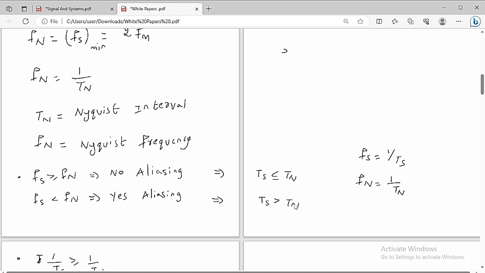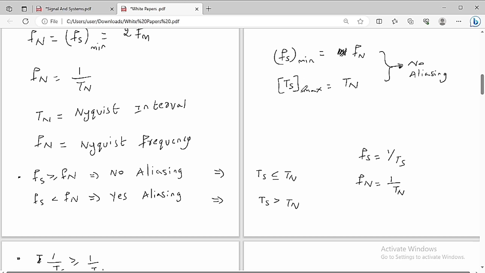If someone asks you, what is the minimum sampling frequency, it is nothing but the Nyquist frequency. So the minimum sampling frequency means the Nyquist frequency. Then what is the maximum sampling time period? It is the Nyquist time period, as you can see clearly here. The minimum sampling frequency is the Nyquist frequency, and the maximum sampling time period is nothing but the Nyquist time period, the Nyquist interval. So you can say clearly here, for no aliasing.